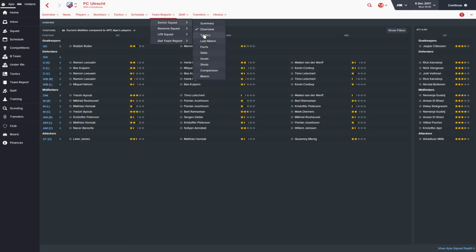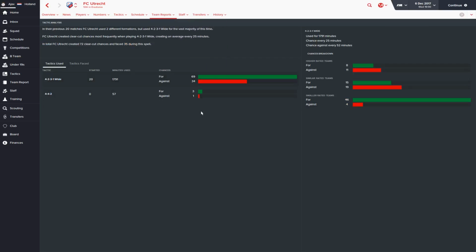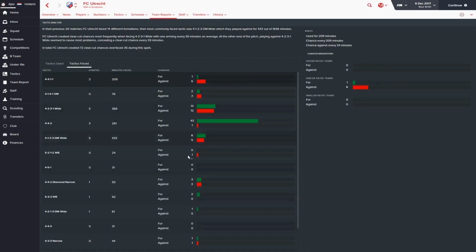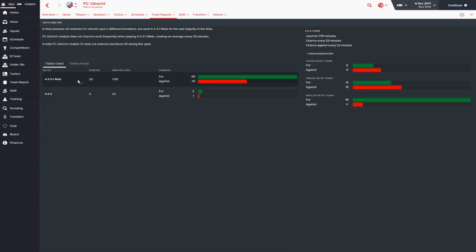Alright, so next one we look at here is the tactics screen. And there's two key pieces of information we're going to look at here. I never look at the tactics phase, to be honest. I don't see the point, it doesn't interest me. What you look at here is actually tactics used. First thing we're looking for is the tactic they start with. So we can see here they've started all 20 games they've played this season with the 4-2-3-1.